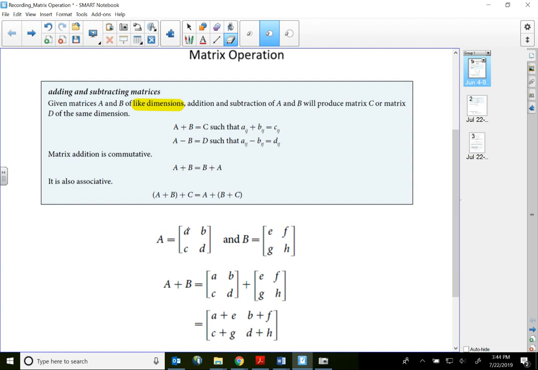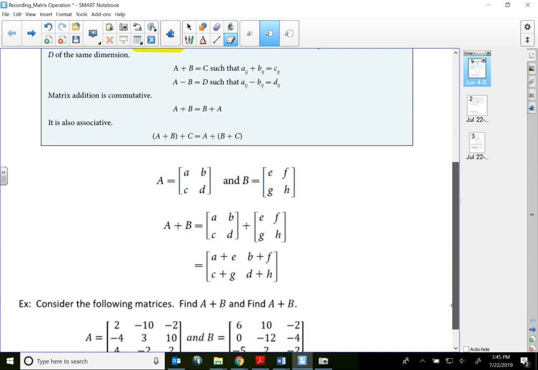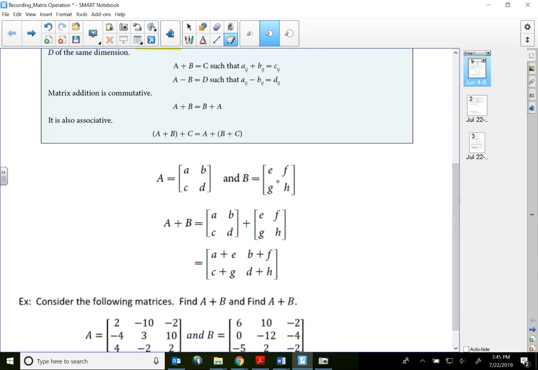my first row, first column of A will add or subtract the first row, first column of B. Once I add or subtract them, my answer will be located at the first row, first column of my resulting matrix. So here are two 2 by 2 matrices.